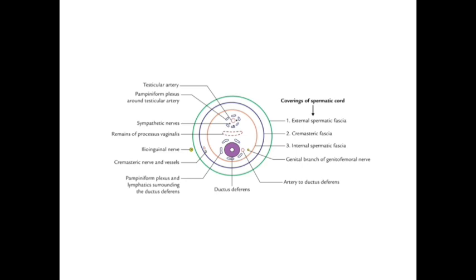This is the vein. The next is the nerve. We have the cremasteric nerve and the ilioinguinal nerve. This is the nerve. It also has a sympathetic nerve. Then the next is the remnant of the processus vaginalis. And these are the contents of the spermatic cord.